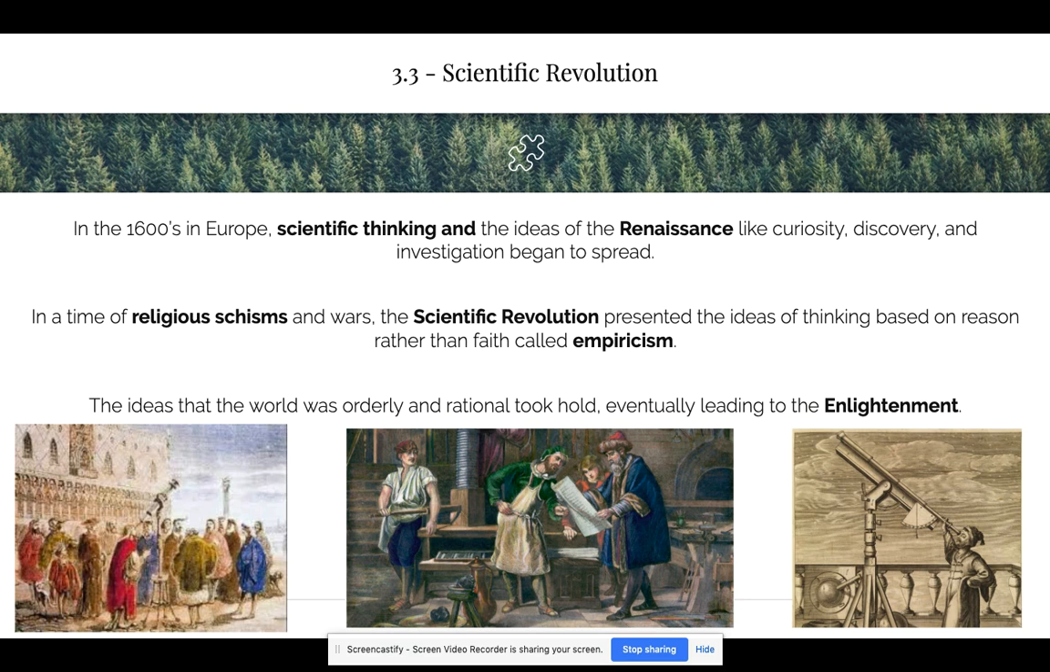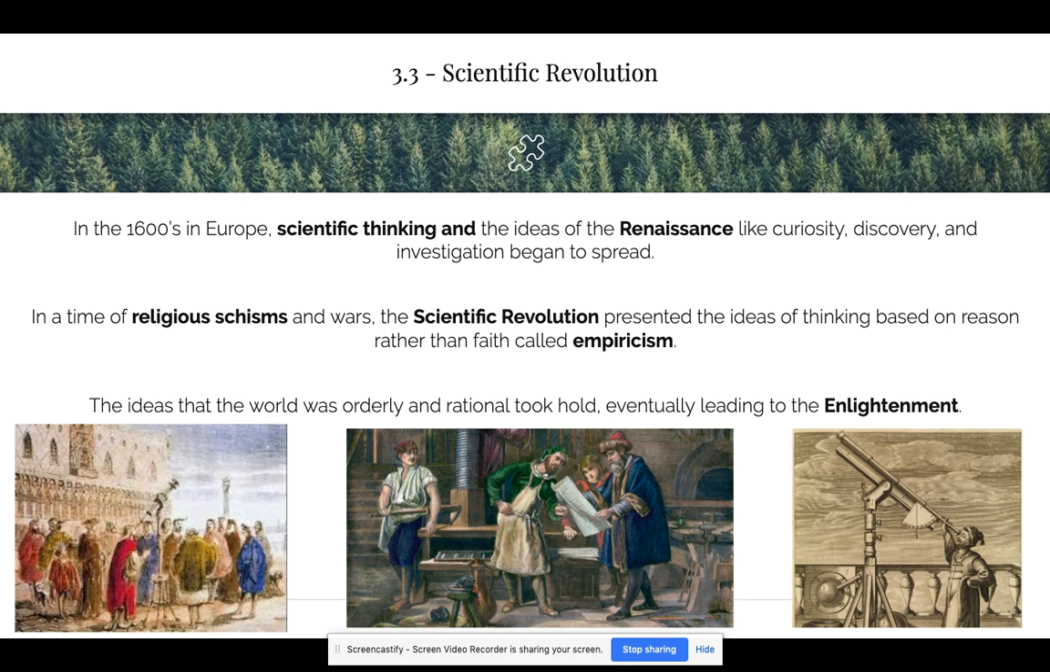Finally, at this time period, another belief that is starting to crop up is the scientific revolution. And that is another reason why the Catholic Church wanes in power. Because in the 1600s, the way people think shifts. Scientific thinking, the ideas of the Renaissance, like curiosity, discovery, investigation, learning, the arts, all become more prominent in Europe. And they challenge the ideas of some of the religious thought at the time.